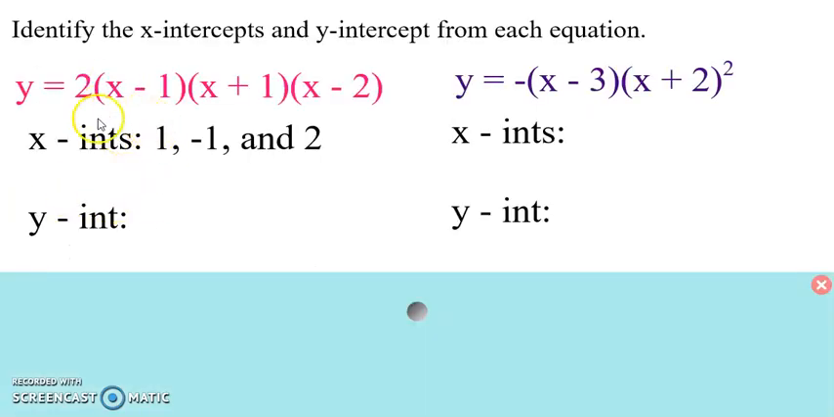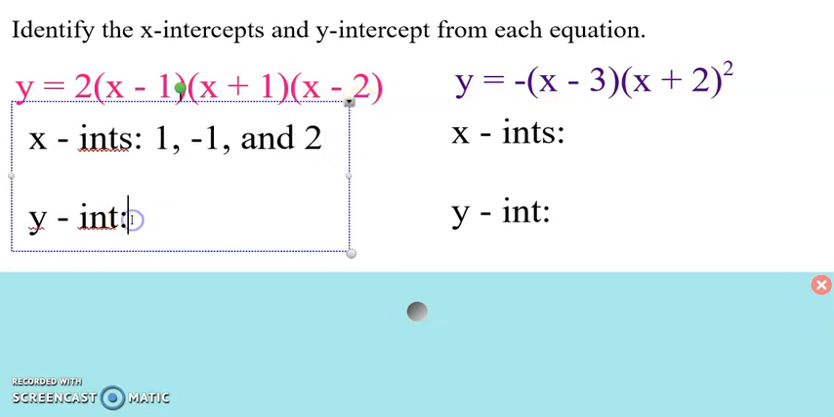So over here, plug in 0 for x, and we basically end up with negative 1, positive 1, and negative 2. We also have a 2 here. So to find the y-intercept, we don't need to write it in standard form and multiply all this out. We can just multiply each of these numbers. And that works because when we plug in 0 for x, that's all that's left. So 2 times negative 1 is negative 2, times 1, still negative 2, times negative 2 is a positive 4.